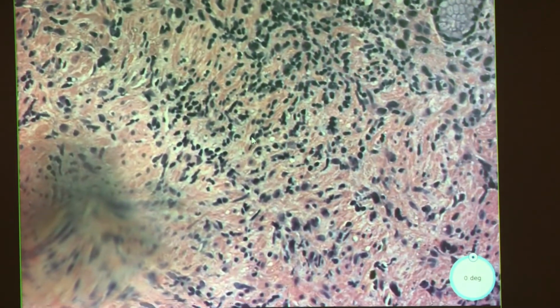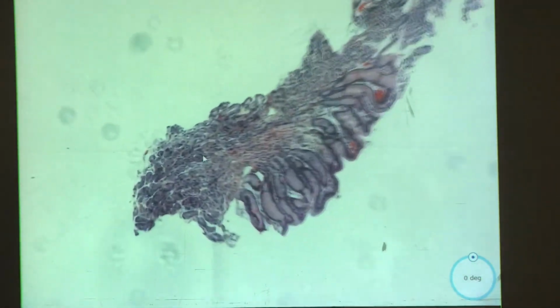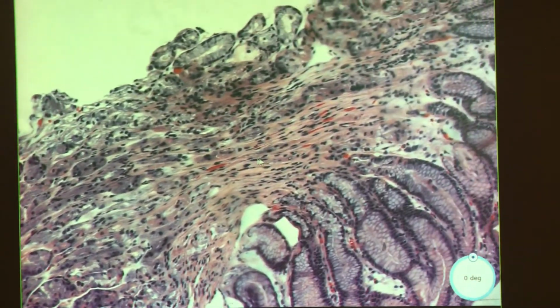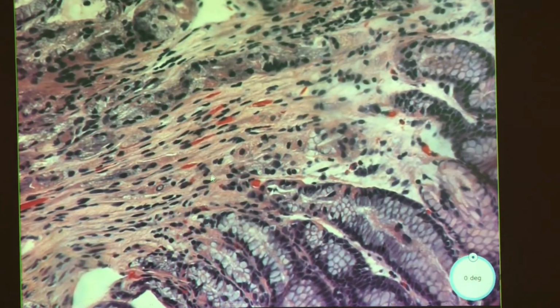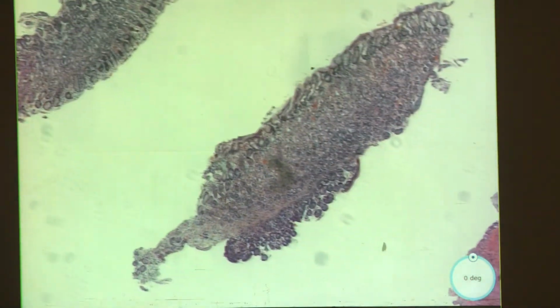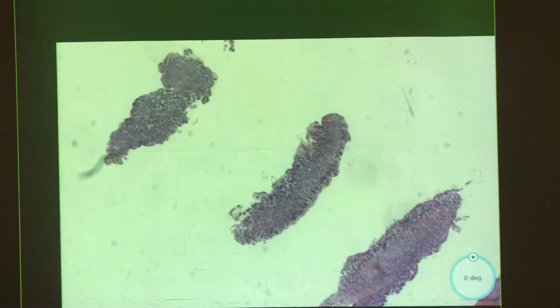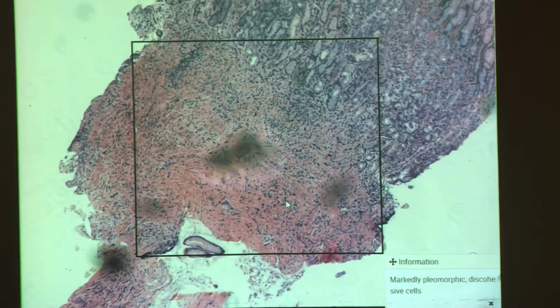The stroma kind of looks a little funky. Good question. Am I in the right piece? You were, but here, help is on the way. Oh, okay.